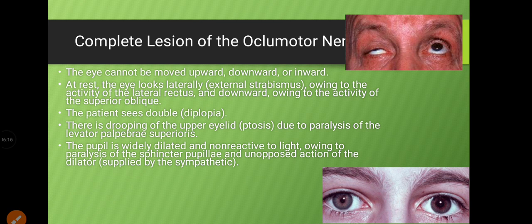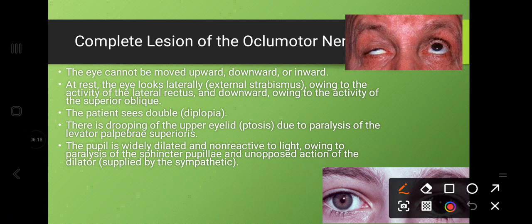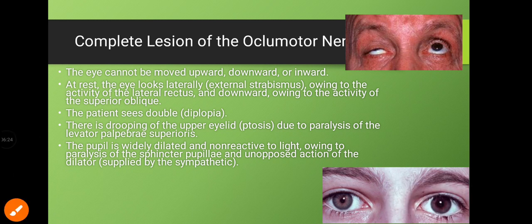It also supplies the constrictor pupillae, so the pupil is dilated, as you see on the left pupil of this patient, the lower patient. It supplies extraocular muscle except the lateral rectus and superior oblique. So these muscles pull the eyeball laterally and inferolaterally.